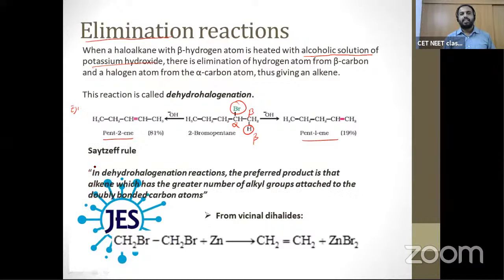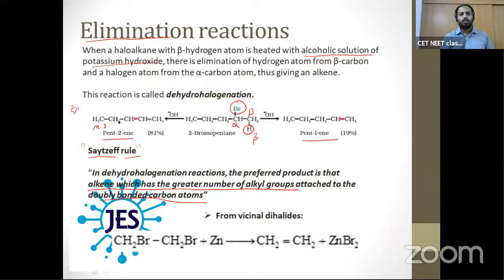This is in accordance to a rule called Saytzeff rule. Please remember this, mark it important, according to which whenever an elimination reaction results in more than one product, the more substituted alkene, the alkene which has a greater number of alkyl groups attached to the doubly bonded carbon atoms, is more stable. This is what is called more substituted.